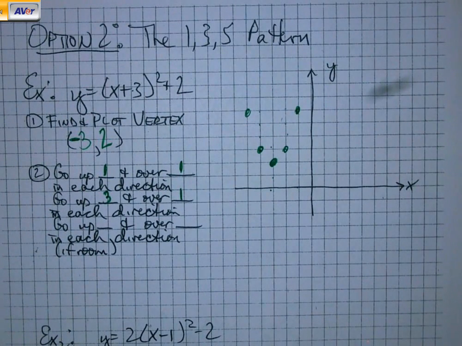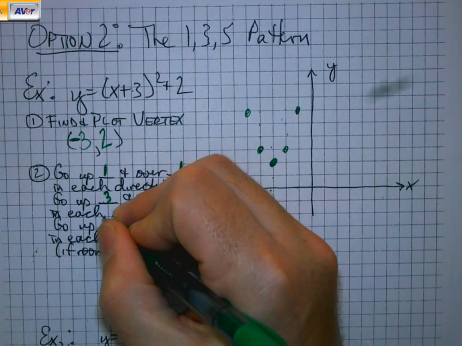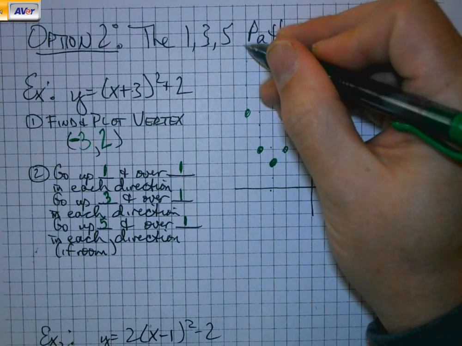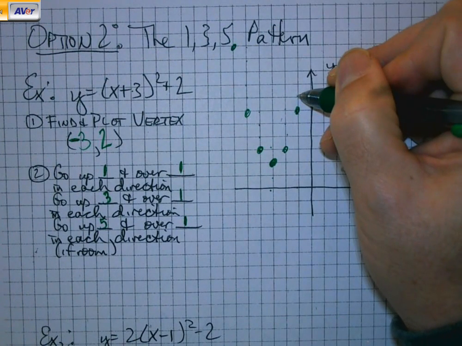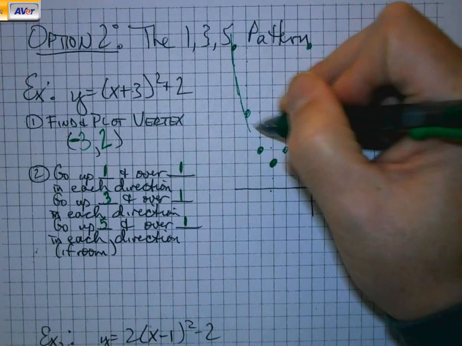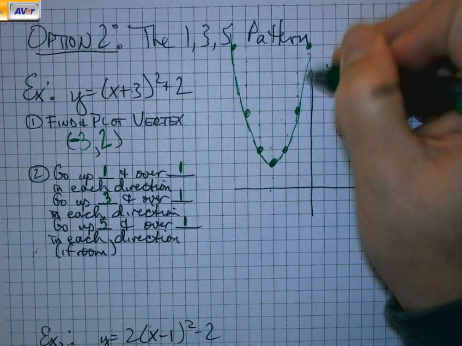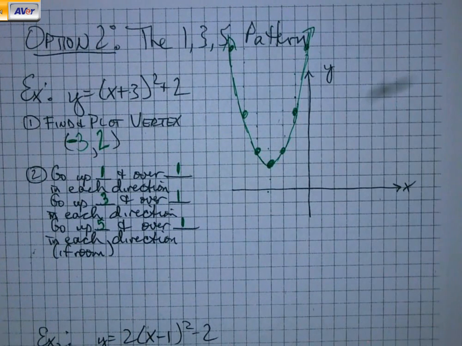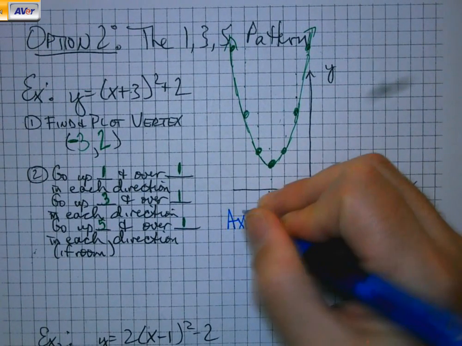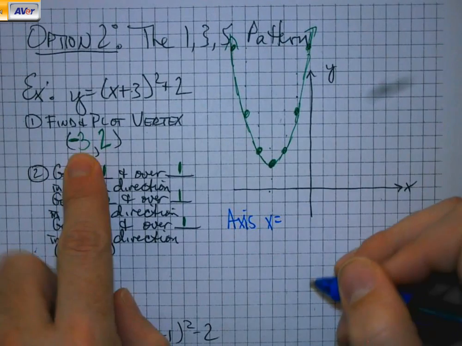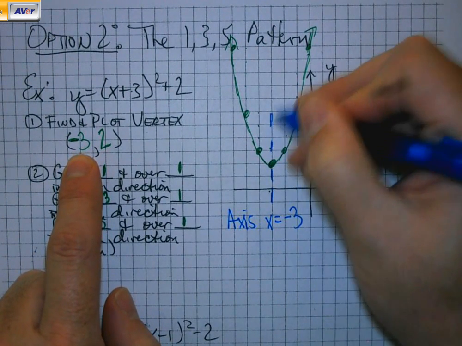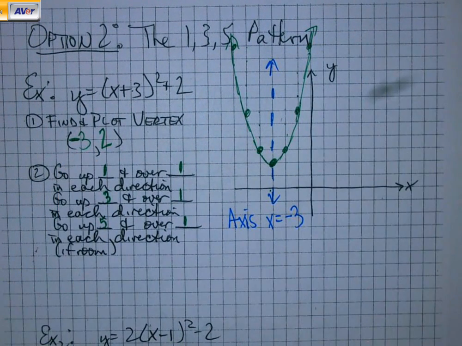But just in case you have room, go up 5 and over 1. Like I said, after 3 we're probably good. And I still do my axis of symmetry just like I did before. Steal the x value from your vertex. Now, this is the exact same one we did for example 1 on the front.